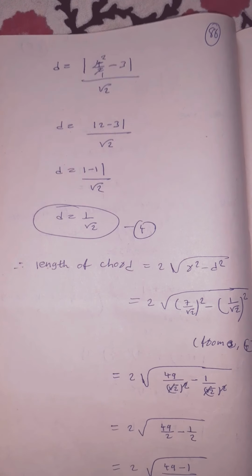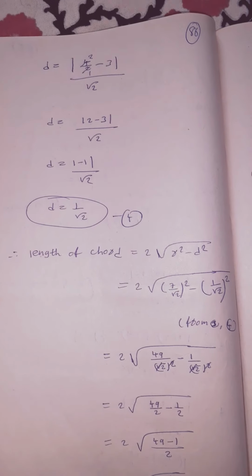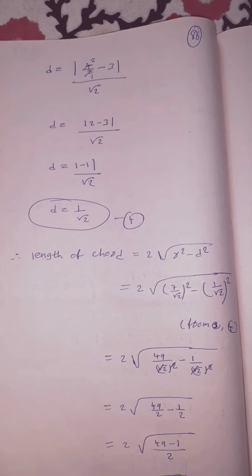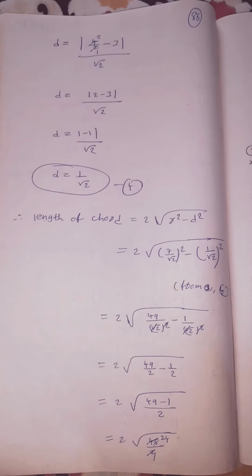So the modulus of a negative is positive, children. So how much? 1 by root 2. So we got the radius value and the d value. The length of chord formula is 2 into under root r square minus d square.